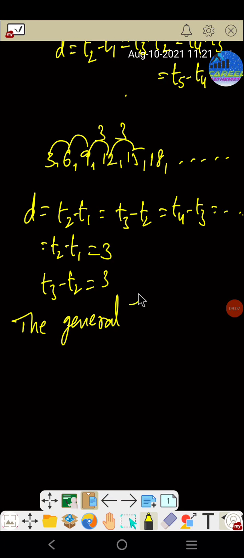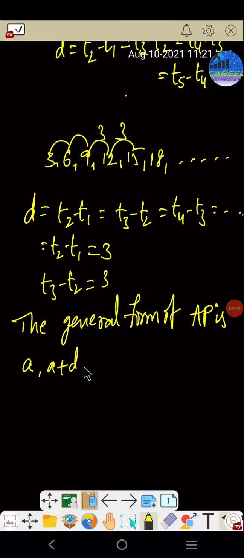Now the general form of an arithmetic progression. The first term is A and the common difference is D. So how can you get the second term? By adding the common difference to the first term, that means A plus D. Understood? How to get the third term? By adding the common difference to the second term, A plus D plus D, that is nothing but A plus 2D.